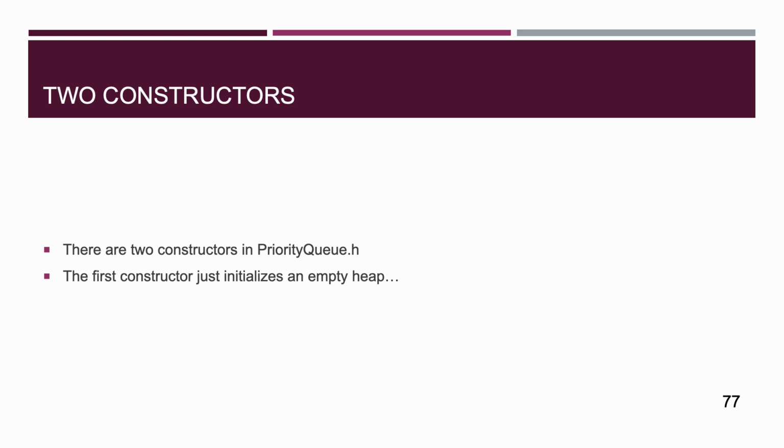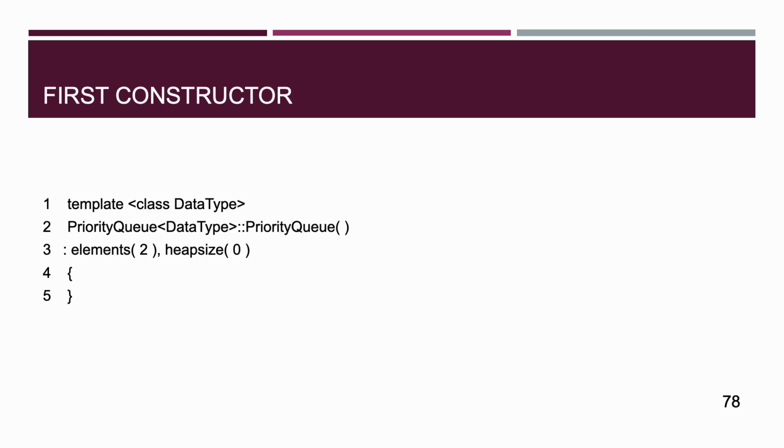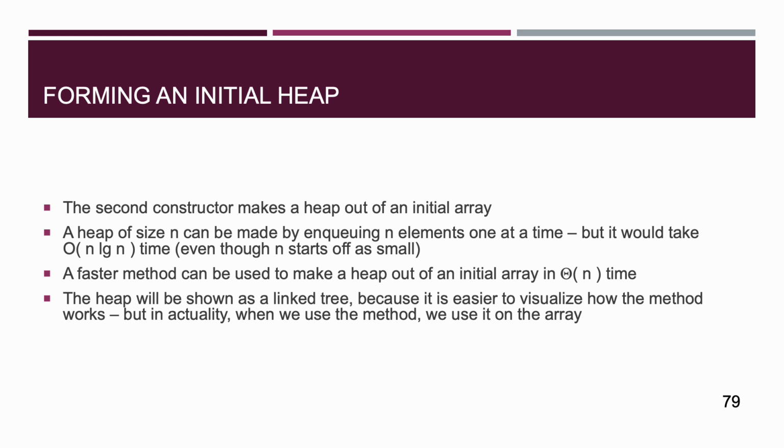Now there are two constructors in the priority queue header file. The first constructor just initializes an empty heap. So here the first constructor is the template class data type priority queue, elements, heap size. The second constructor makes a heap out of an initial array.